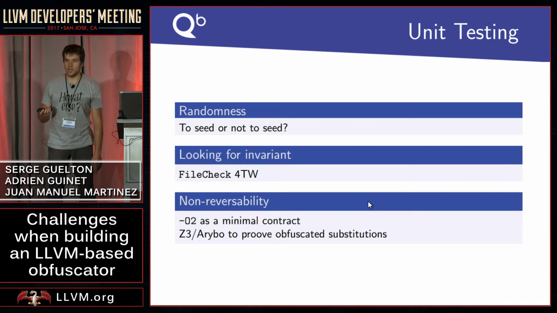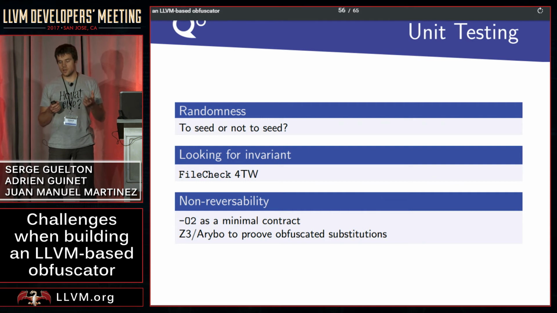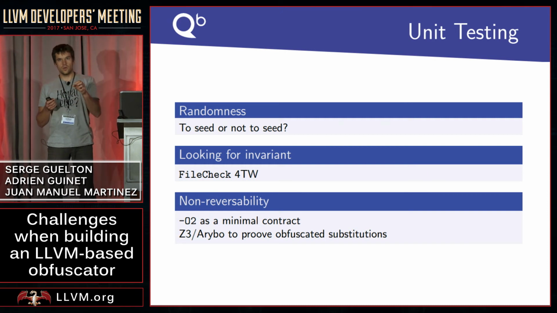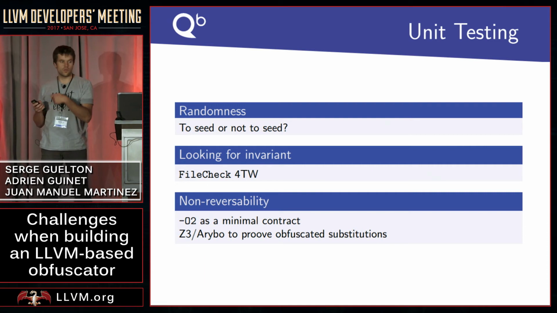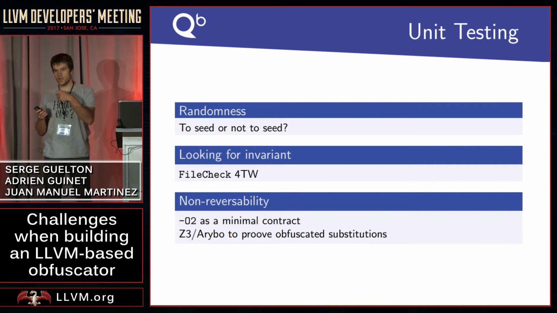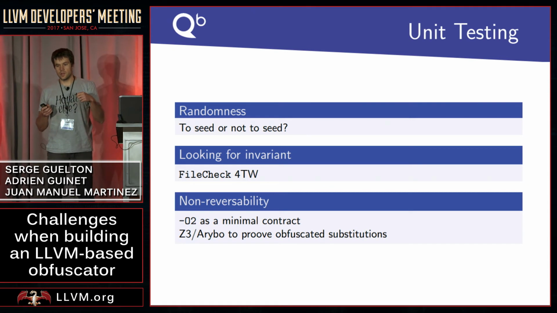So what we did is not fix the seed. When you run the test suite and then rerun it, you're not running exactly the same tests, but the tests are written so that we check for invariance. The FileCheck test just looks at whether the artifact related to the obfuscation is still there. Does it survive the obfuscation? Does it survive the optimization? Is it generated in some cases? So that's for unit testing.